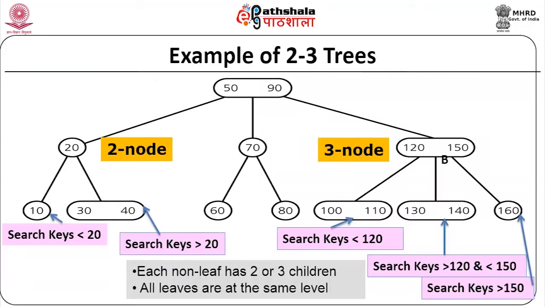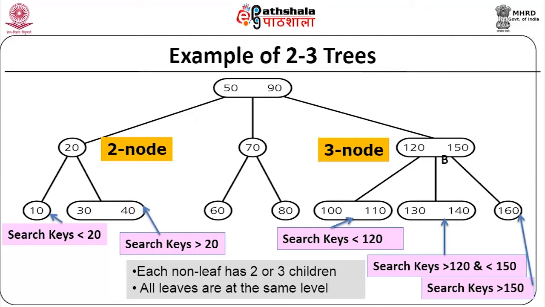Here you have S and L values being 50 and 90, and that is a 3 node because it has 2 values and 3 children. That is the first thing you should understand. Then on the left hand side you have a 2 node, which means it will have only 1 value and 2 children, and in the middle also you have a 2 node, with 1 value and 2 children, and on the right hand side you have a 3 node, with 2 values and 3 children. So, that is the first thing we have to understand.